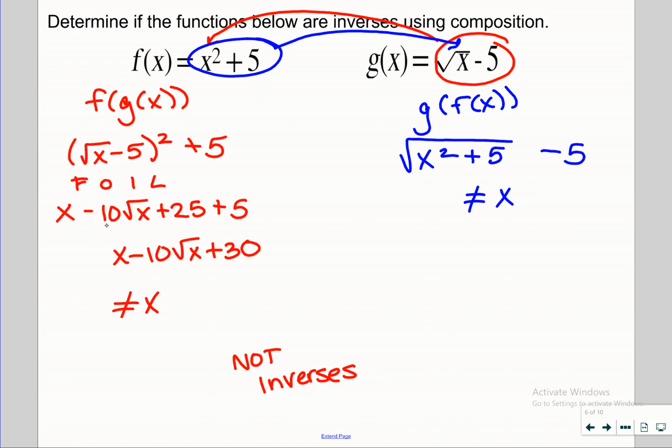Negative 5 squared, 25, and 5 gives me 30. That's not x. That's what we're looking for. So you could look at it that way. If I plug f into g, I can't do anything at that point. I would just stop and say not inverses. So either way, it's not going to simplify like you want it to for these ones. So not inverses from composition. Okay. Any questions on that one?